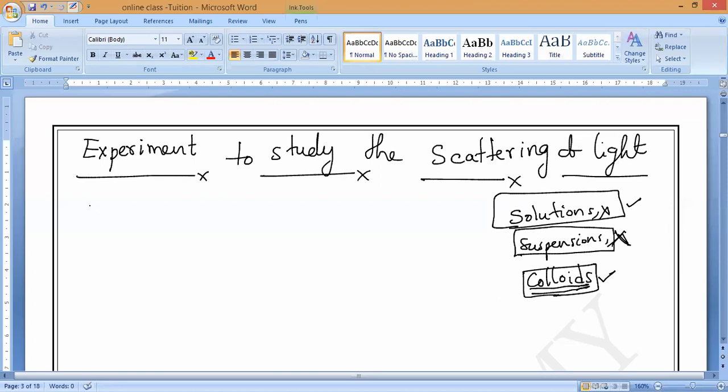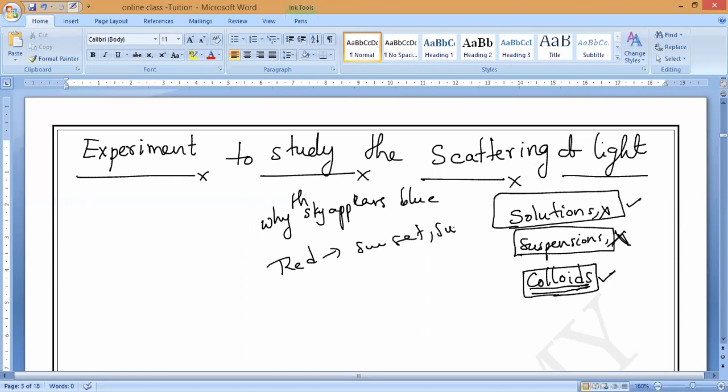So now we are going to do the experiment to study the scattering of light, for both why the sky appears blue, as well as why the sun appears red during sunrise and sunset. Is it okay, guys? Sunset and sunrise. In the experiment, we are going to study this.